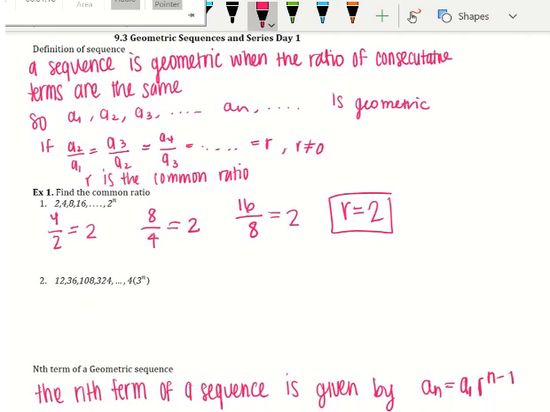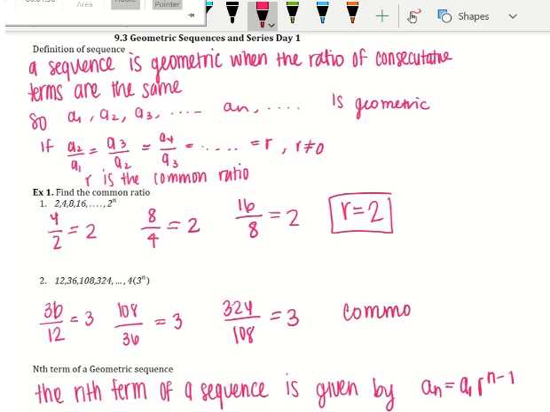All right, the next one, we're going to go ahead and do the same thing. 36 divided by 12. I'm going to plug that into my calculator and get an integer, 3. 108 divided by 36, that's also going to be 3. And then 324 divided by 108, that's also going to be 3. So my common ratio is 3.